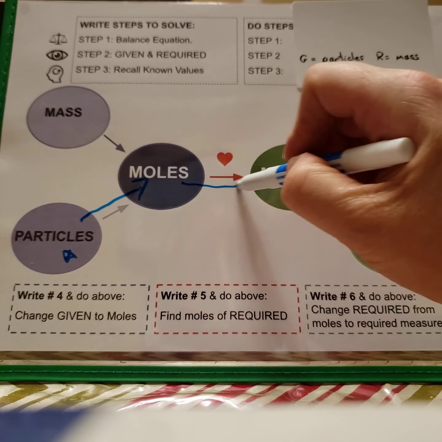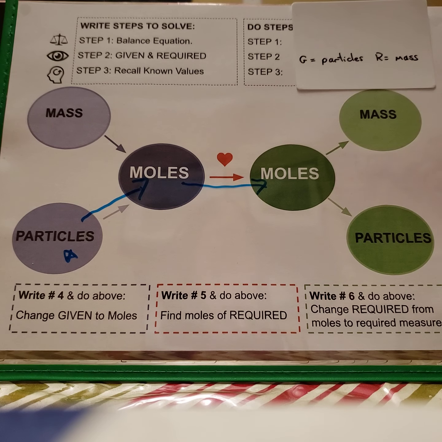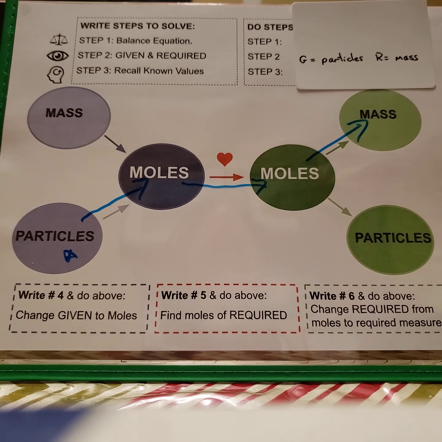We're going to convert through our molar ratio from the balanced chemical equation to moles of required. Go back, what did we want? Oh, we wanted mass. All right, so then we go this way and we convert the moles of required to the mass of required using the molar mass of the required. And then effectively, as far as your map is concerned, for that problem, you're just ignoring that one and that one. You just don't need those parts of the map.